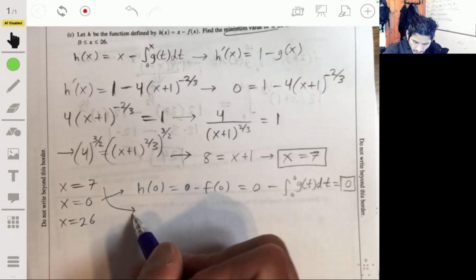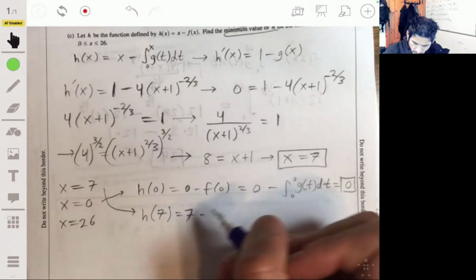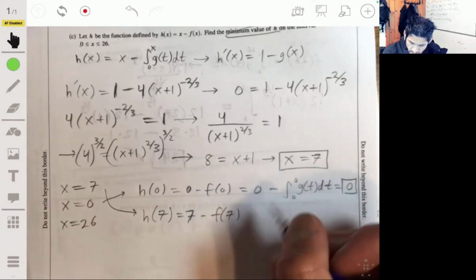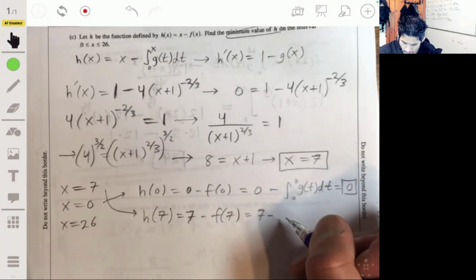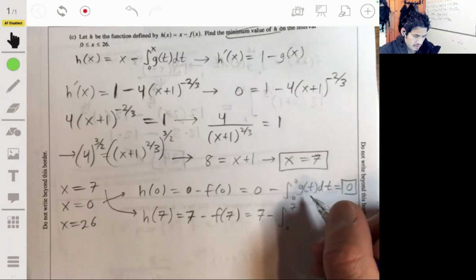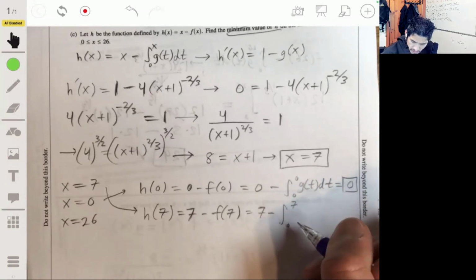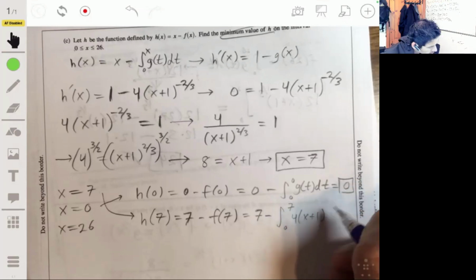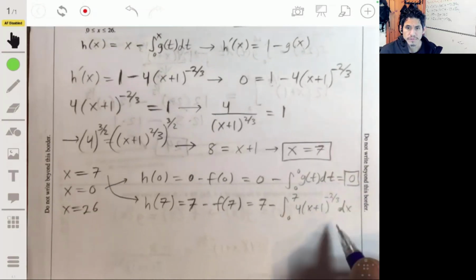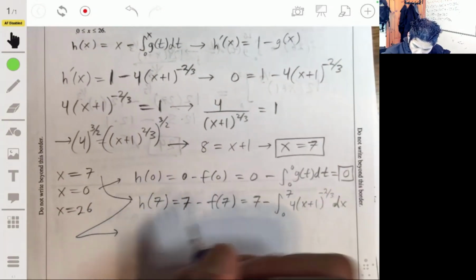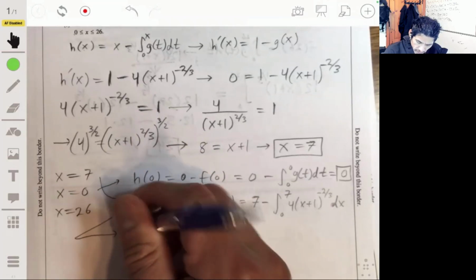For 7, we're going to have h of 7 be equal to 7 minus f of 7, which will be 7 minus this integral from 0 to 7 of g of x. Looking back, g of x is defined as 4 times x plus 1 to the negative 2/3. We just evaluate this then. So we go h of 7.